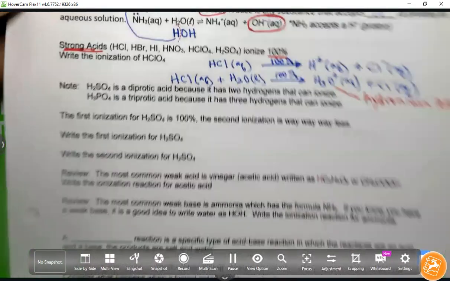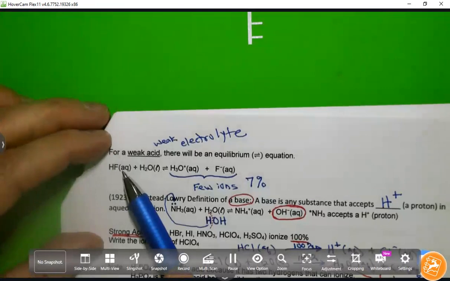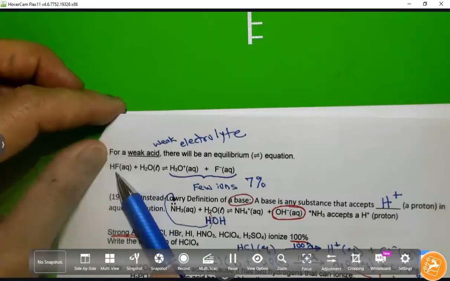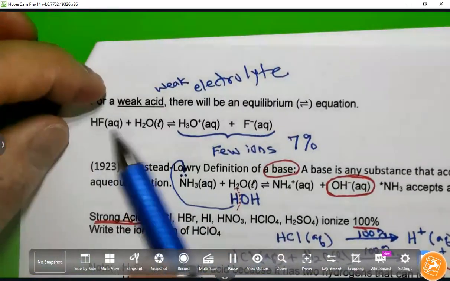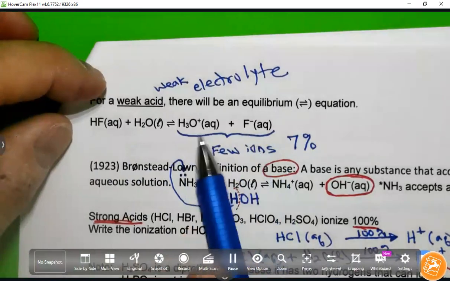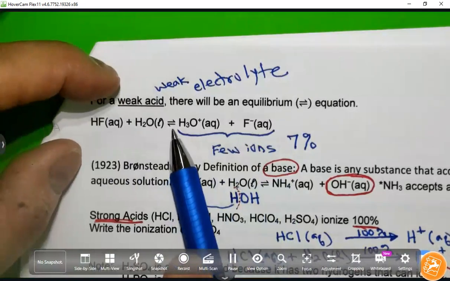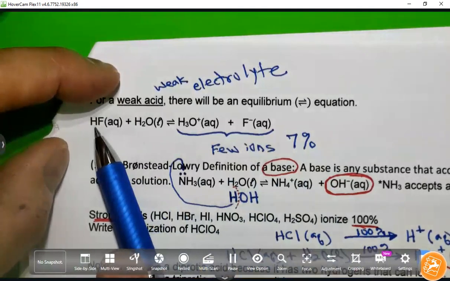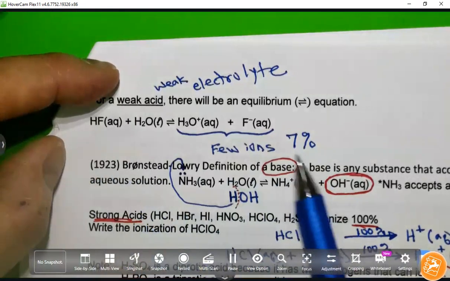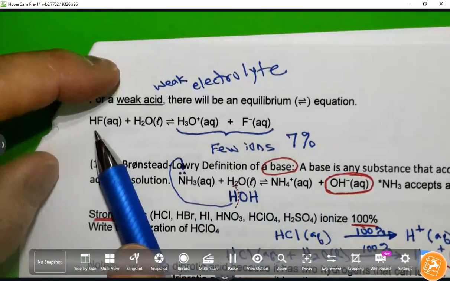Okay, let's review. This hydrofluoric acid is a weak acid. It is a weak electrolyte. You get a few ions in solution. You know it's a weak acid, there's going to be double arrows. 7% of these hydrogens come off or ionize. 7%, not very many. That's a very large number for a weak acid. That's a tremendously large number for a weak acid. Most are way, way down to 1%.